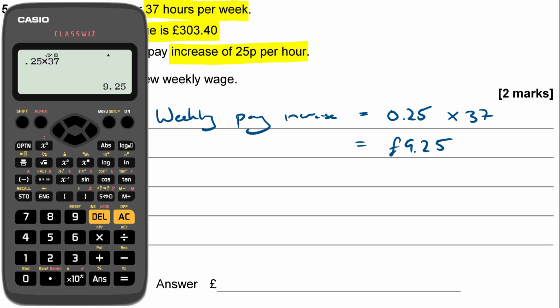So what's her new weekly wage? Her new weekly wage is going to be her old wage, which is £303.40, plus her pay rise of £9.25. So let's add on to our existing answer. So let's just add on 303.4. That comes out to £312.65.